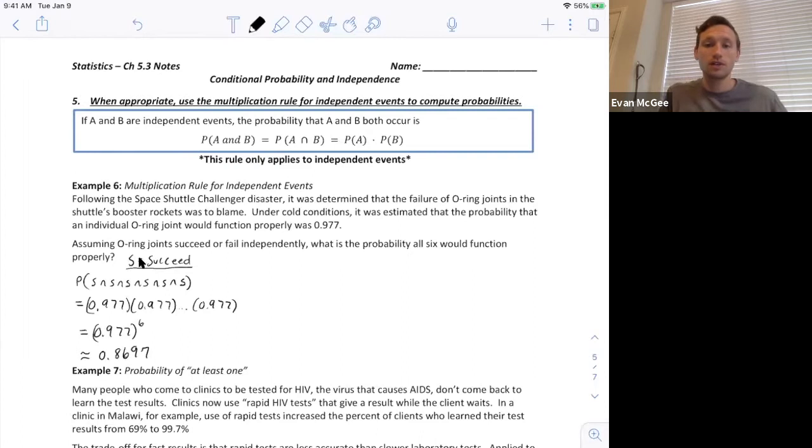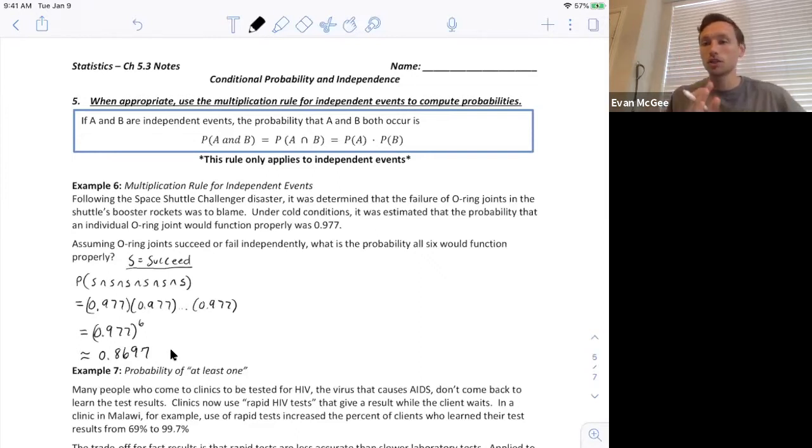So first I've identified that S represents an O-ring joint succeeding. So I'm trying to find the probability of a success and a success and a success, 6 times, because there are 6 total. So all I have to do is multiply the probability of one success times the next. So 0.977 times 0.977 repeated for all 6. So it's going to be 0.977 to the 6th power, which is approximately 0.8697. So we can multiply these together because they are independent events.